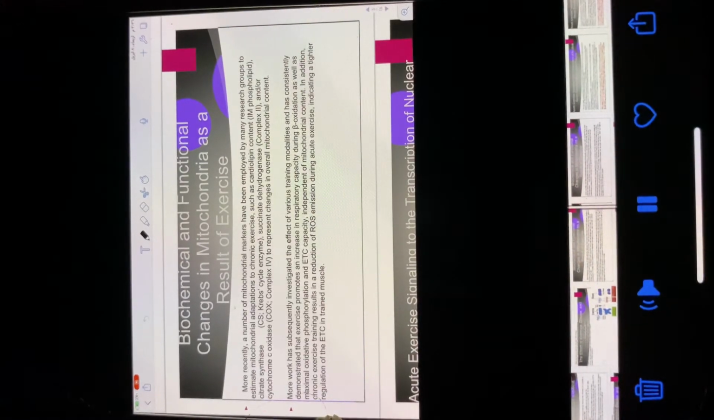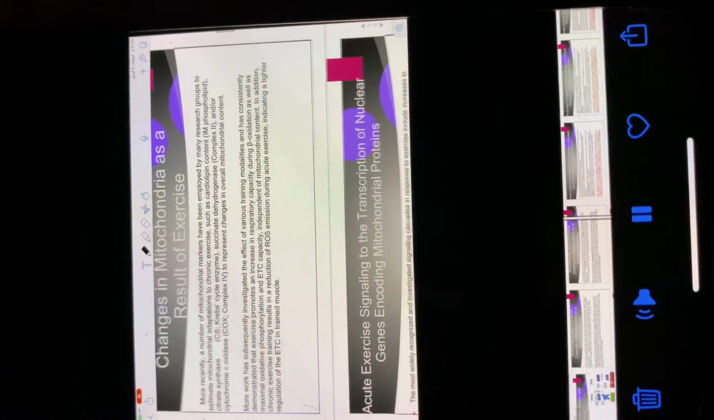More work has subsequently investigated the effect of various training modalities and has consistently demonstrated that exercise promotes an increase in the respiratory capacity during beta oxidation, as well as maximal oxidative phosphorylation and ETC capacity independent of mitochondrial content. In addition, chronic exercise training results in reduction of ROS emission during acute exercise, indicating particular regulation of the ETS in trained muscle.